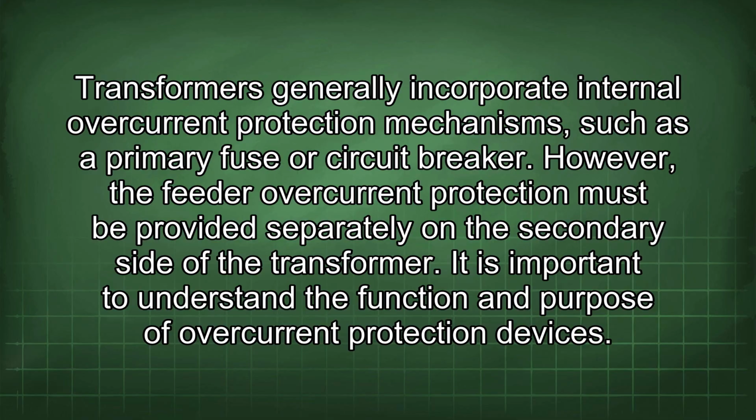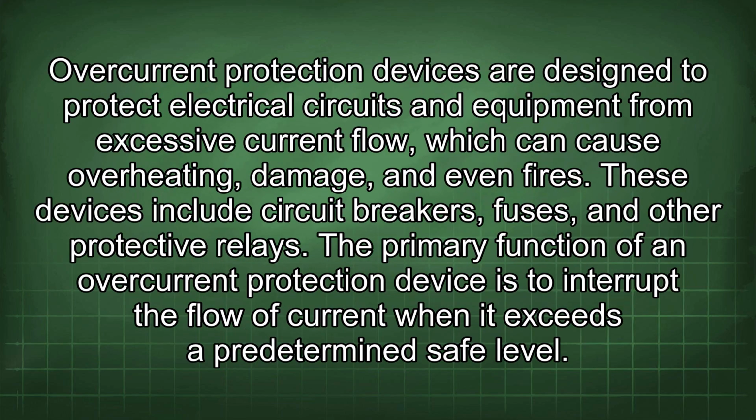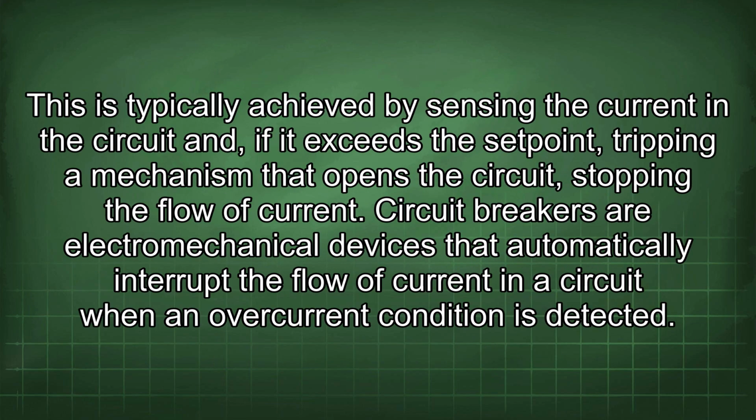It is important to understand the function and purpose of overcurrent protection devices. Overcurrent protection devices are designed to protect electrical circuits and equipment from excessive current flow, which can cause overheating, damage, and even fires. These devices include circuit breakers, fuses, and other protective relays. The primary function of an overcurrent protection device is to interrupt the flow of current when it exceeds a predetermined safe level. This is typically achieved by sensing the current in the circuit and, if it exceeds the set point, tripping a mechanism that opens the circuit, stopping the flow of current.